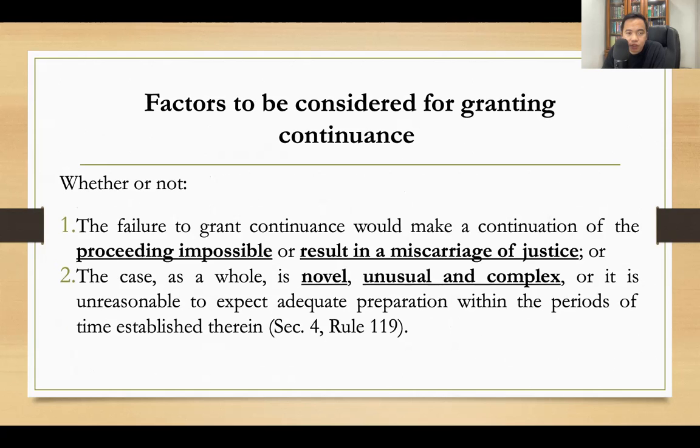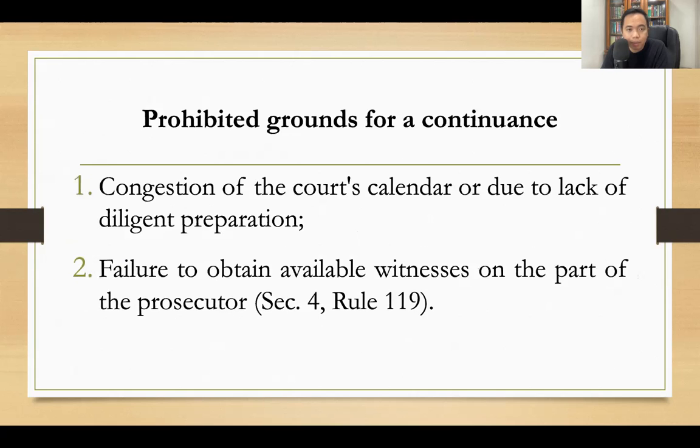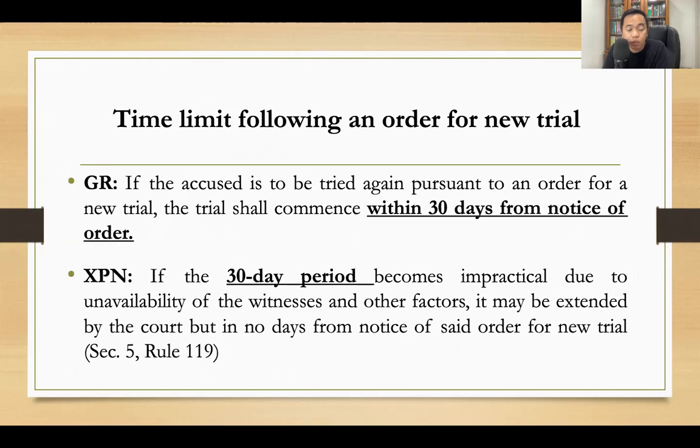Okay, so these are the factors to be considered for granting continuance. When you say continuance, this means postponement. So whether or not there is failure to grant continuance, as would make a continuation of the proceeding impossible or result in miscarriage of justice, or the case as a whole is novel, unusual, and complex. So these are the prohibited grounds for continuance or postponement of hearing: congestion of the court's calendar, or due to lack of diligent preparation, failure to obtain available witnesses on the part of the prosecutor.